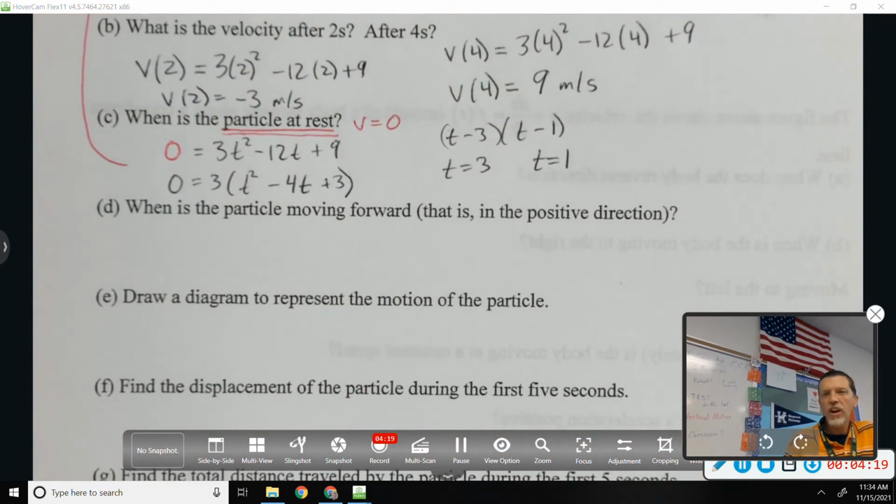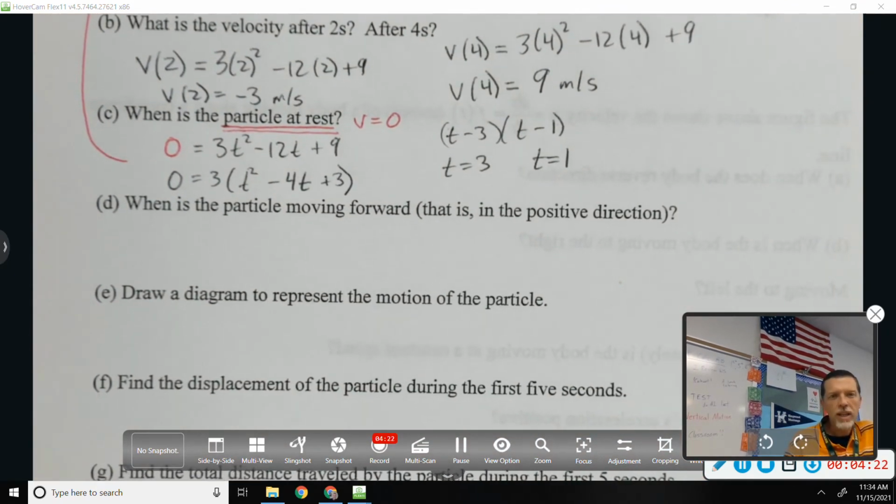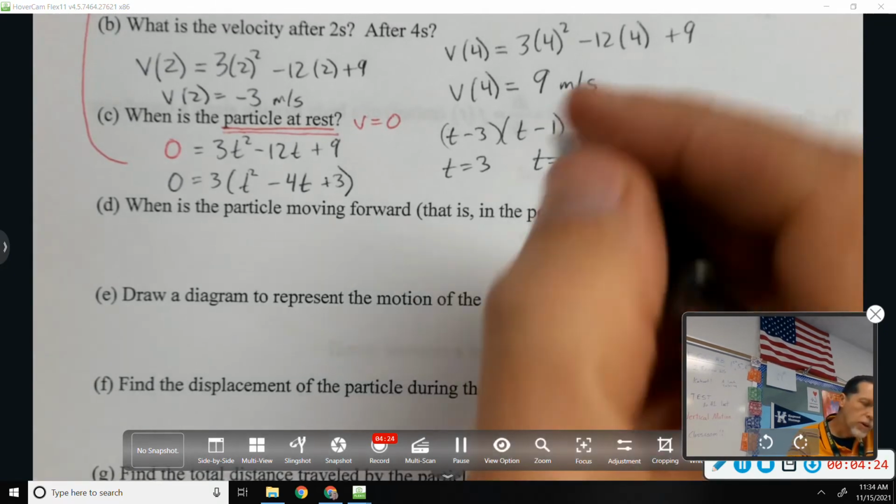And again, always checking to make sure we answer the right question here. When? So what time is the particle at rest? Well, 1 and 3.